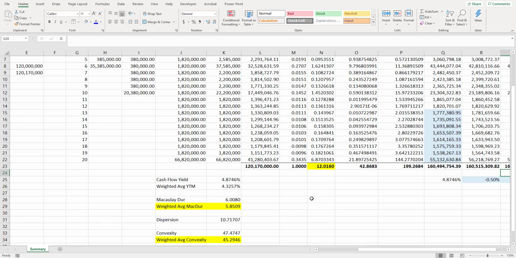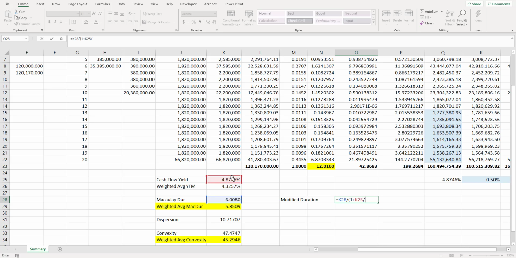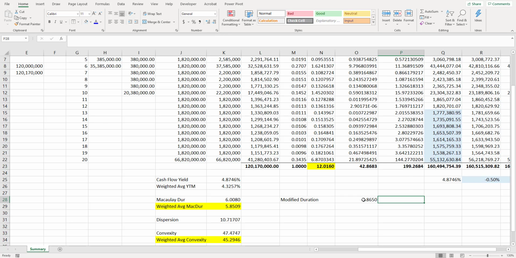And of course, a minor thing, in case you're wondering how we get modified duration. Modified duration is based on the Macaulay duration, and then we divide by 1 plus the cash flow yield divided by the compounding payment frequency, which is 2. So this is your modified duration. So how do we interpret this number? Assuming that the cash flow yield increases by 1%, then the whole bond portfolio value will decline by about 5.865%. So that's the expectation.